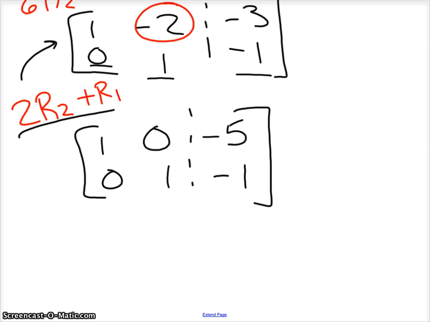So we now have our solution matrix. We have x equals -5 and y equals -1. Again, these are now our coordinates of where these two lines that we started with way back at the top intersect. So our solution is always an ordered pair. So it'll be -5, -1.